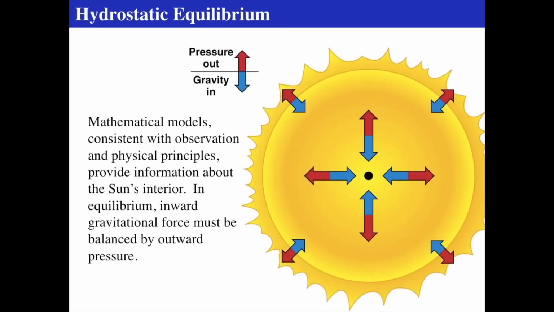But first, let's talk about hydrostatic equilibrium, which is a fundamental concept with respect to stable things. Hydrostatic equilibrium simply means that the sun isn't getting bigger or smaller. It's not squishing in on one side and then getting bigger on the other.